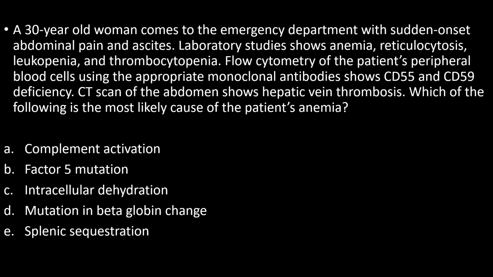This patient's combination of hemolytic anemia, hypercoagulability as suggested by hepatic vein thrombosis, and pancytopenia as suggested by the laboratory studies, which show anemia, leukopenia, and thrombocytopenia, are all characteristic of paroxysmal nocturnal hemoglobinuria. Despite the name, hemolysis has been shown to occur at low baseline levels throughout the day, with exacerbations caused by a variety of inflammatory triggers, for example infections and surgery.